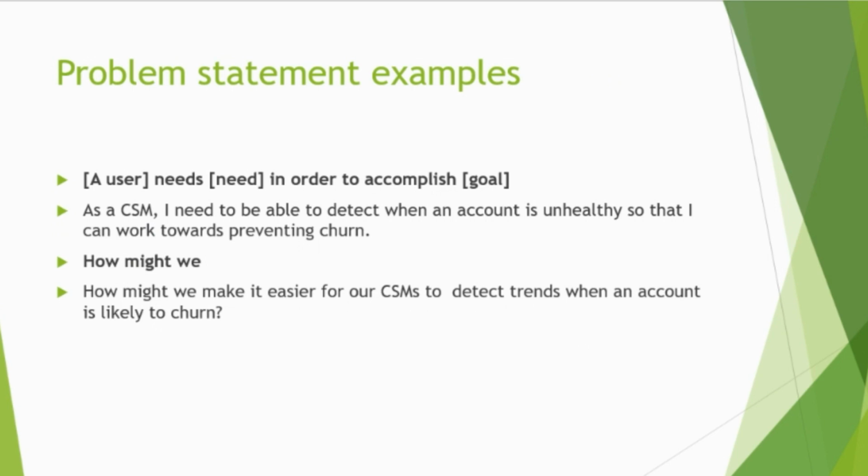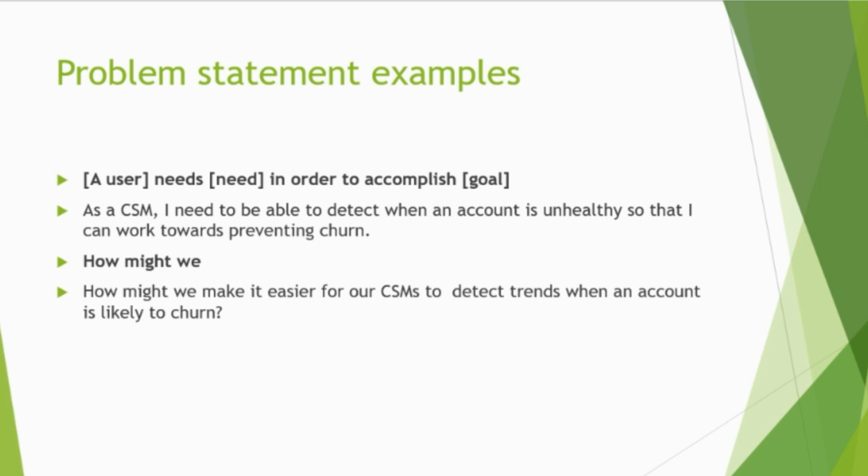So here are some examples of problem statements. It's almost like a user story statement, to be honest. So you could say, a user needs whatever the need is in order to accomplish whatever the goal is. So as a CSM, I need to be able to detect when an account is unhealthy so that I can work towards preventing churn. That is a problem statement as well. It sounds like a user story statement, and it could turn out to be one, but we like to formulate problem statements like that as well, to show you who is it that needs to do this thing, what they need to do, and what's the goal they'll accomplish if they do it.